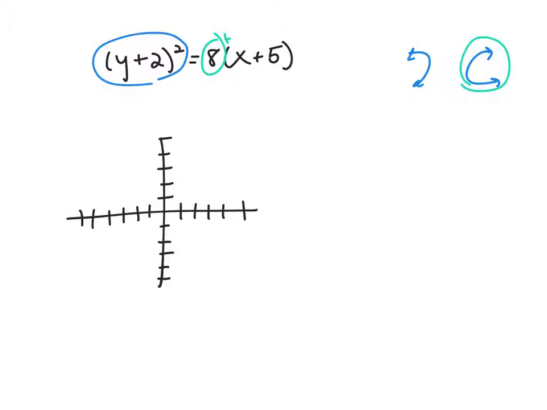So now we just need to pull out the vertex. And again, be careful about which one's with x, which one's with y. So in this case, 5 is with x, we have -5. 2 is with y, so -2. Plot those points. 1, 2, 3, 4, 5, 1, 2.